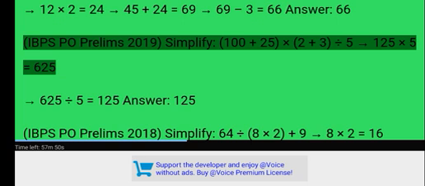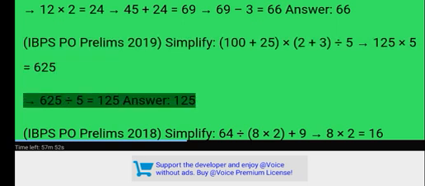IBPS PO Prelims 2019, simplify: 100 plus 25 times 2 plus 3 divided by 5. 125 times 5 equals 625. Then 625 divided by 5 equals 125. Answer, 125.